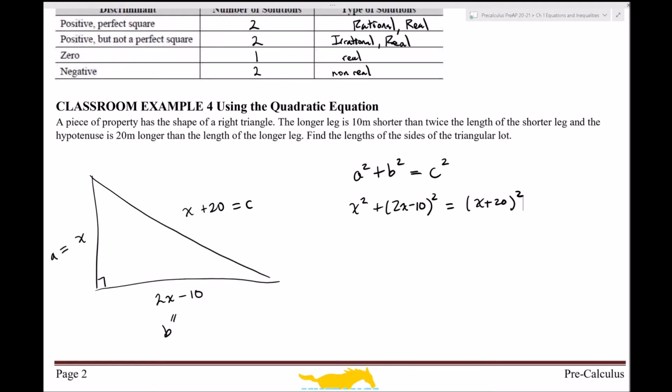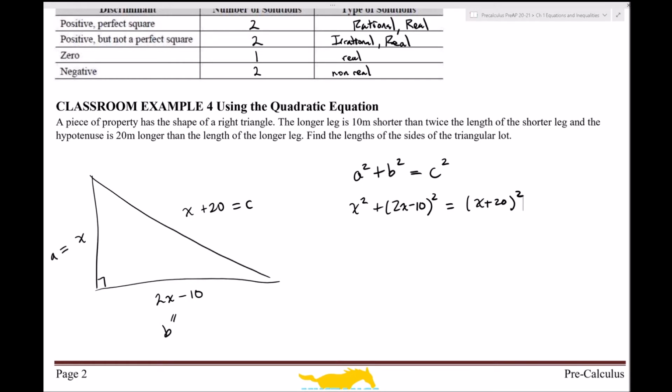It says a piece of property has the shape of a right triangle, so we drew a right triangle. The longer leg is 10 meters shorter than twice the length of the shorter leg. The hypotenuse is 20 meters longer than the length of the longer leg, which I think I set up improperly. Yeah, this is not set up properly.